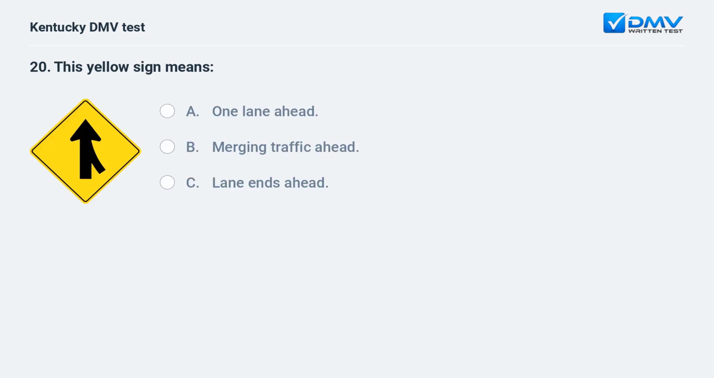This yellow sign means: A. One lane ahead. B. Merging traffic ahead. C. Lane ends ahead. B. Merging traffic ahead. This sign warns of the possible presence of merging traffic.